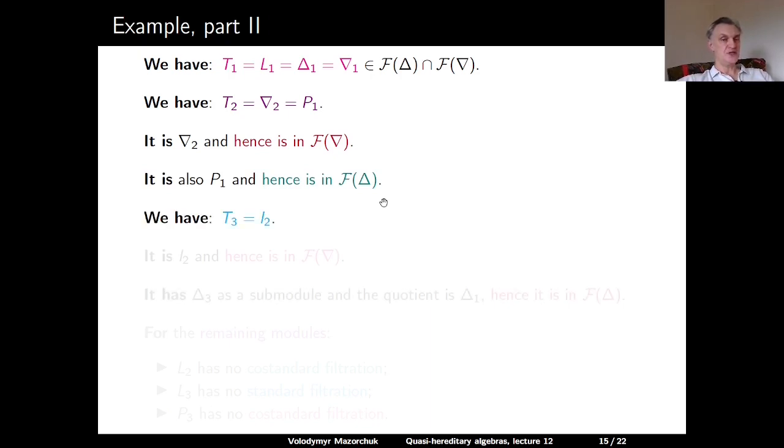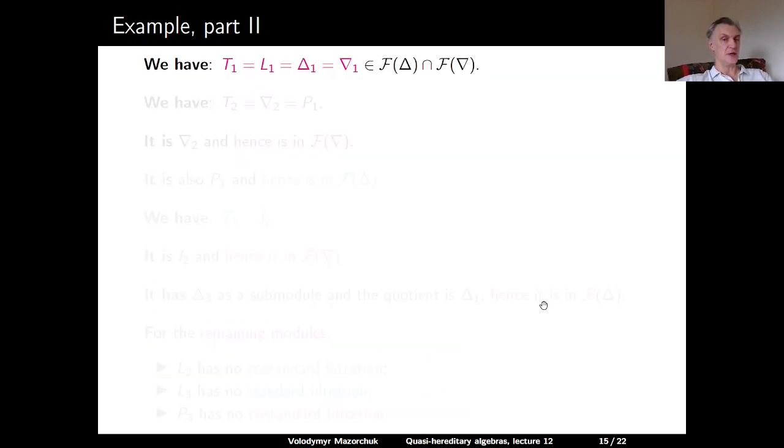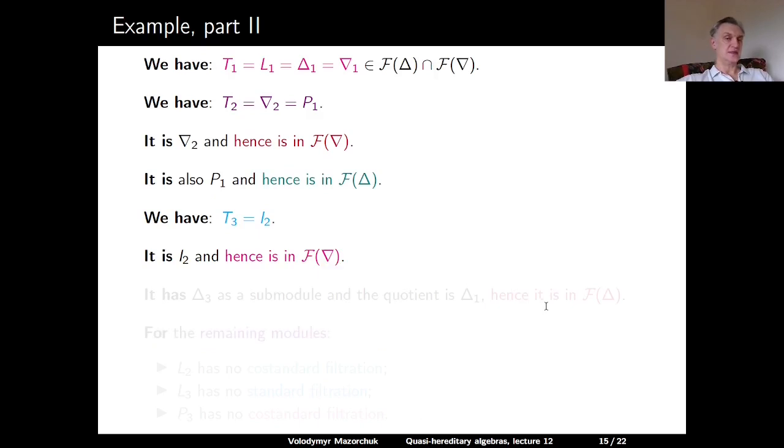And the tilting module T3 is just I2. So here is the module I2. That's a module which is supported at all vertices. Being injective, this module has a ∇ filtration, and it also has Δ3 inside it. So here is Δ3, and the quotient is Δ1. So this module is ∇ filtered because it's injective, and it has Δ3 as a submodule, and Δ1 is a quotient. So it is in F(Δ).